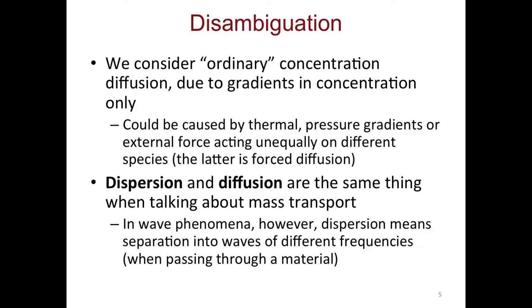Now, you will also hear the term dispersion. And if you're talking about mass transport, diffusion and dispersion are the same thing. However, if you have, for instance, waves or wave equation, then dispersion is something else. You will have, for instance, light hit a boundary between two different materials, and because of the different transport coefficients in different materials and some reflection and so forth, you will have that light break into different wavelengths, for instance, and that's dispersion. Okay. Now that has nothing to do with diffusion. Okay. That's simply a slightly different term, but we need to disambiguate what means what.